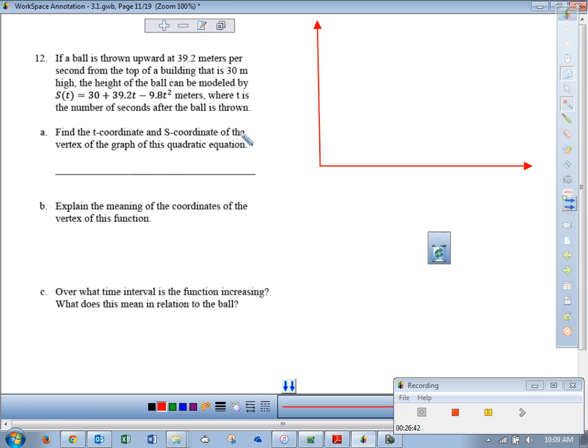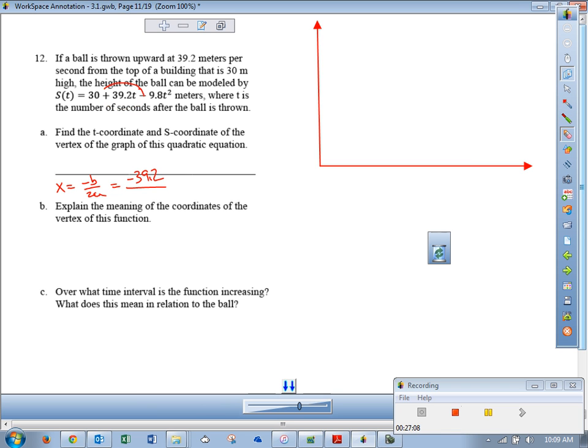Well, xy, right? T is the x values, correct? S is the y values. To find the x value of the vertex, I'm going to do opposite of b over 2 times a. Opposite of b. Realize where b is. They don't have this in the correct form. B is this, 39.2, so I want the opposite of that. A is negative 9.8 because that's in front of the t squared. So I need 2 times that, which is negative 19.6, is that right?